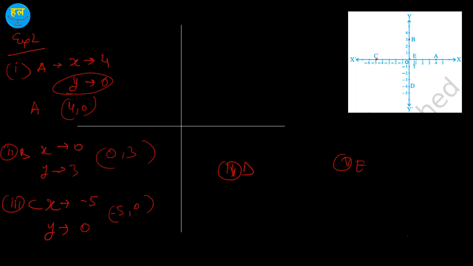Fourth, we have to find D. Again here, for x it is on the origin line, therefore x has to be 0, and for y it is below the origin, therefore -4. So 0, -4.